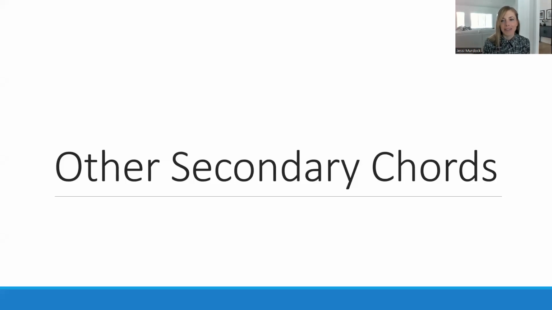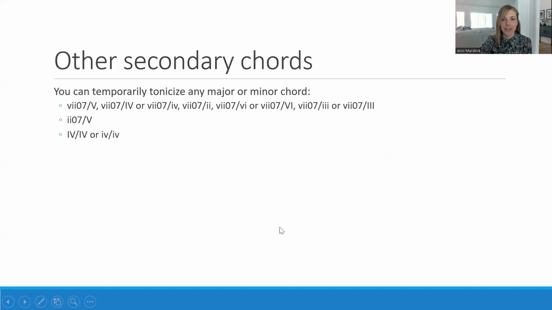All right, this video is about secondary chords other than dominant seventh chords, which are discussed in a different video. Other chords can be used as secondary chords that would also tonicize the next chord, whether it be major or minor. The same rules apply as with secondary dominants. You can see this first list. This is most common.